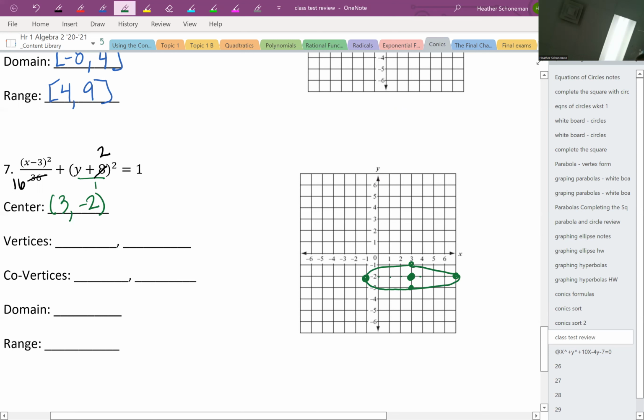So the vertices are the left and right because they're on the longer one. So -1, -2. And over here we have 7, -2. The co-vertices are on the shorter axis, so the top and bottom, so 3, -1 and 3, -3. The domain left to right goes from -1 all the way to 7. And the range bottom to top goes from -3 to -1.